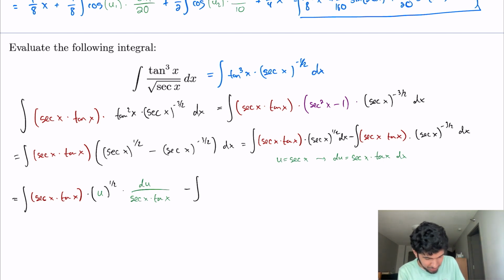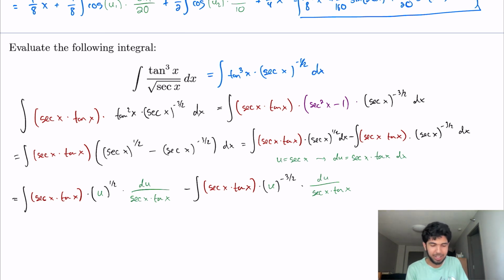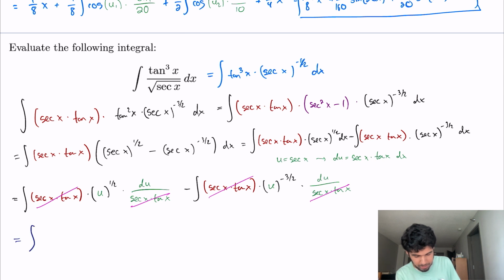For the second integral, similar thing. Secant x tangent x stays from before. The secant of x becomes u. We're setting that to the negative 3 halves power, and dx becomes du over secant x times tangent x. And you can see now why we saved that red secant x tangent x term in the very beginning. All of that just to be able to cancel with this in the denominator. So this cancels with this cancels with this. We're left with two beautiful integrals in the u world. Integral of u to the 1/2 du minus integral of u to the negative 3 halves du.